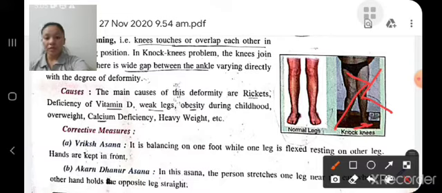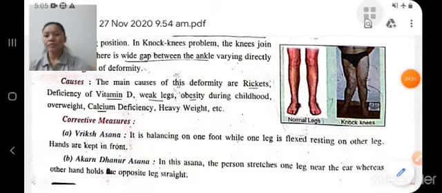The cause of knock knee may be rickets, weak muscle, vitamin D deficiency, weak leg strength, and obesity. If the child is overweight or obese, then there is too much pressure on his knees. Therefore, the knees can bend inwards. Heavy weight is a cause of knock knee.